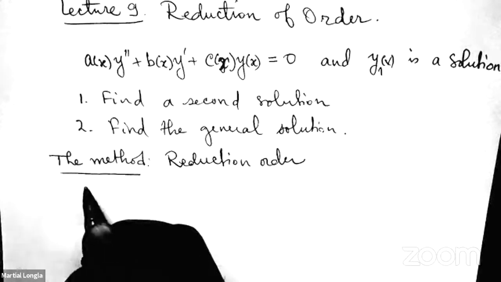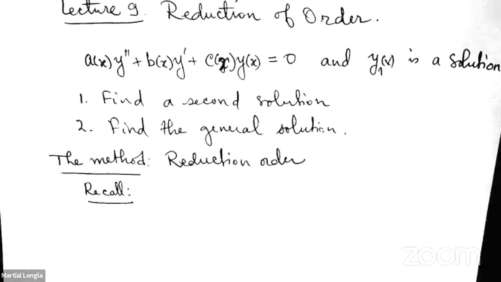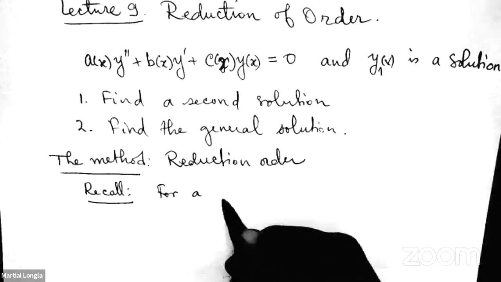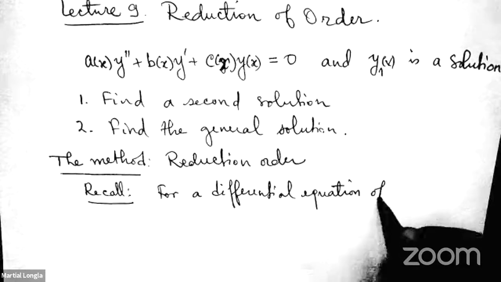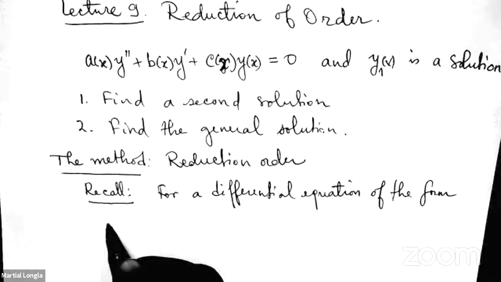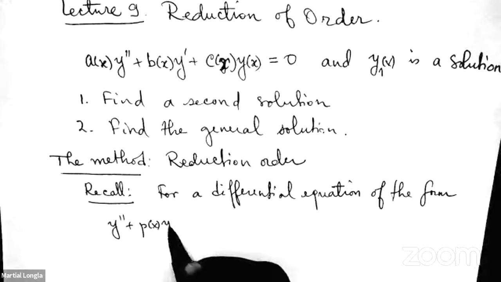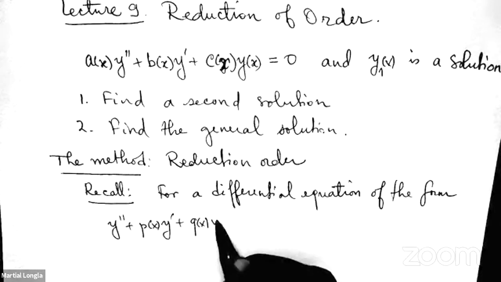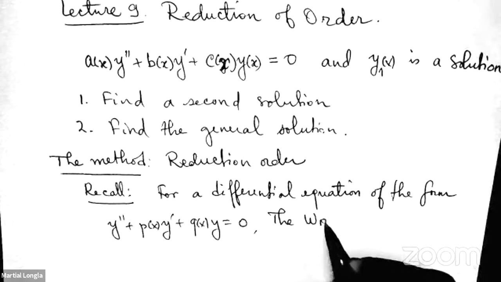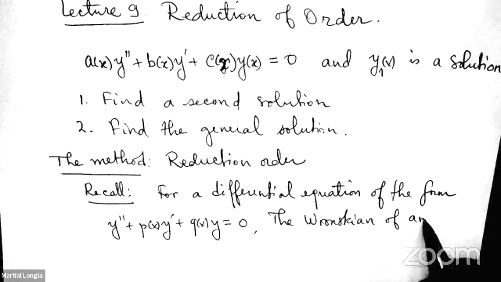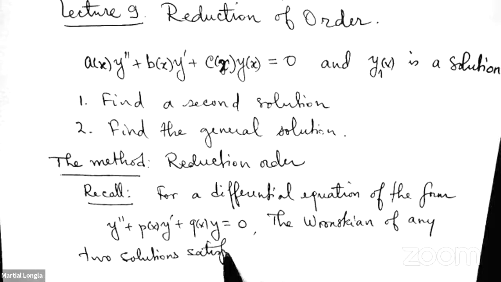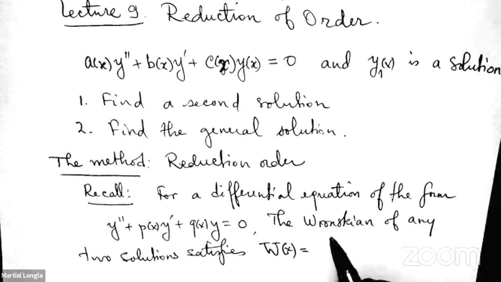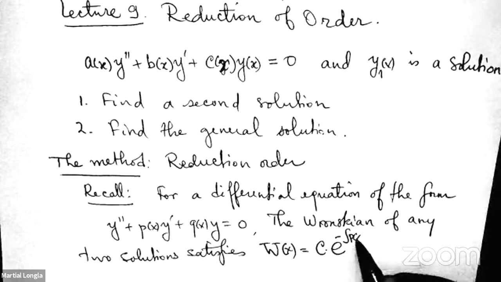Now recall, last time we used the fact that for a differential equation of the form y double prime plus p of x y prime plus q of x y equals 0, the Wronskian of any two solutions satisfies w of x equals c times e to the negative integral of p of x dx.